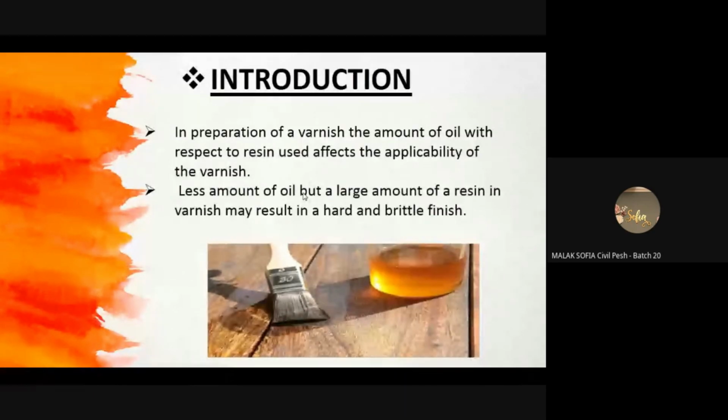Hard means it can resist abrasions and loads, and brittle means it breaks before attaining plasticity. You can see the surface of wood being varnished. So if here we use oil in less amount and resin in large amount, it will increase its applicability. Next slide, please.